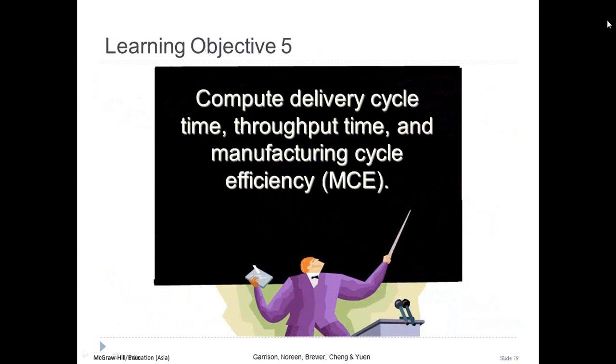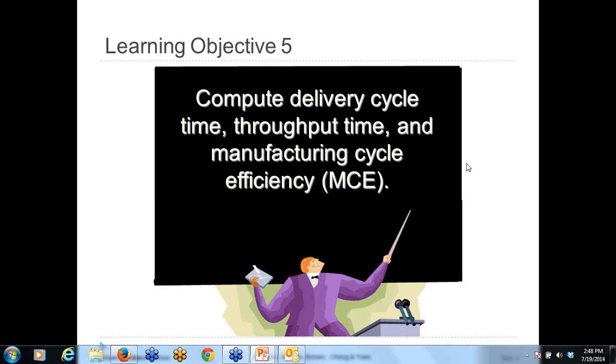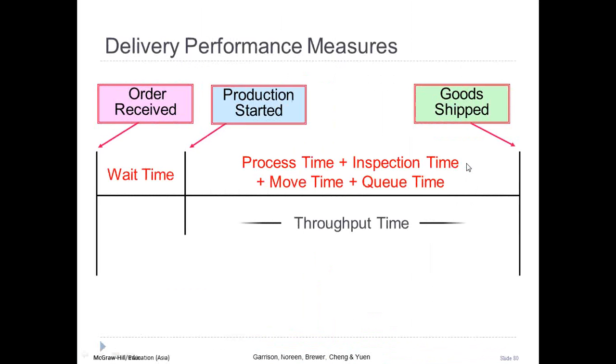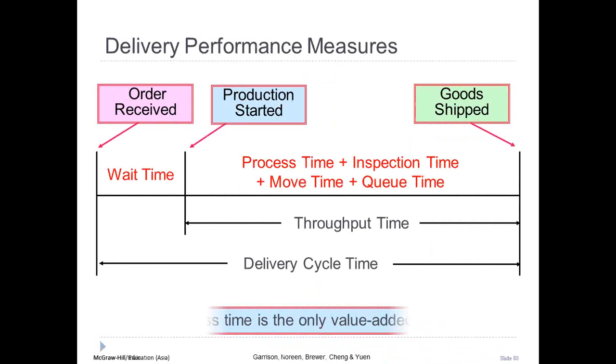So, learning objective number 5. Let's compute delivery cycle time, throughput time, and manufacturing cycle efficiency, MCE. Delivery cycle time is the elapsed time from when a customer order is received to when the completed order is shipped.